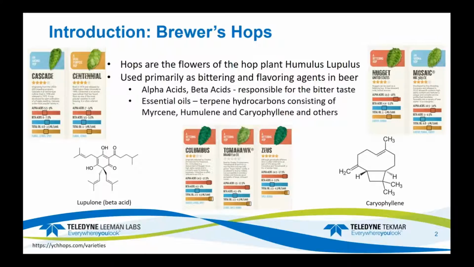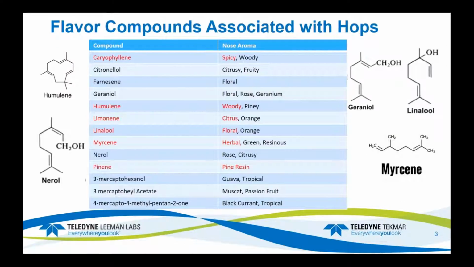Primarily what we're looking at here is essentially 6 terpenes that we were interested in for the headspace portion of this. They are associated with the different types of aromas and taste native to that hops plant. The main ones we'll look at are caryophyllene, humulene, limonene, linalool, myrcene, and pinene, which are highlighted in red.